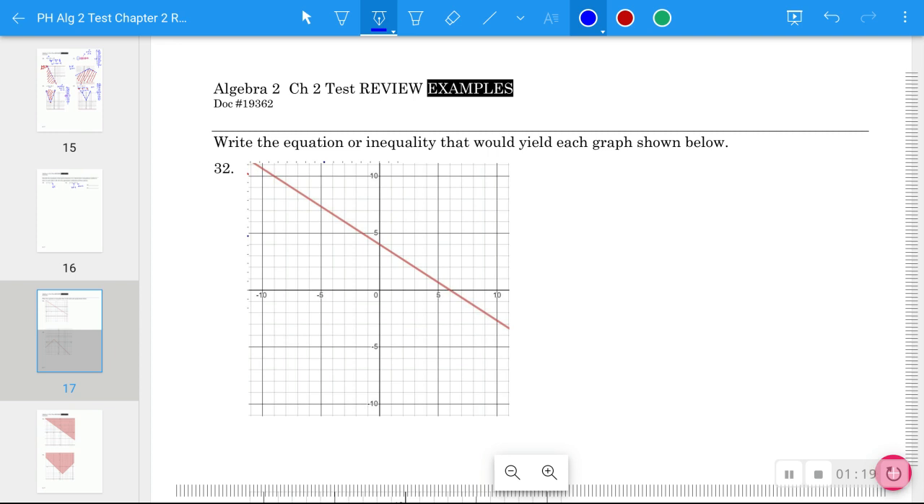This is just a linear equation. It has a y-intercept of 4. And if you go to that first intersection there of the grid, you can see it goes down 2 spaces and 3 to the right. So the slope is negative 2/3, and you just write it in y equals mx plus b format. So it's going to be y equals negative 2/3 for the slope plus 4 for the y-intercept.